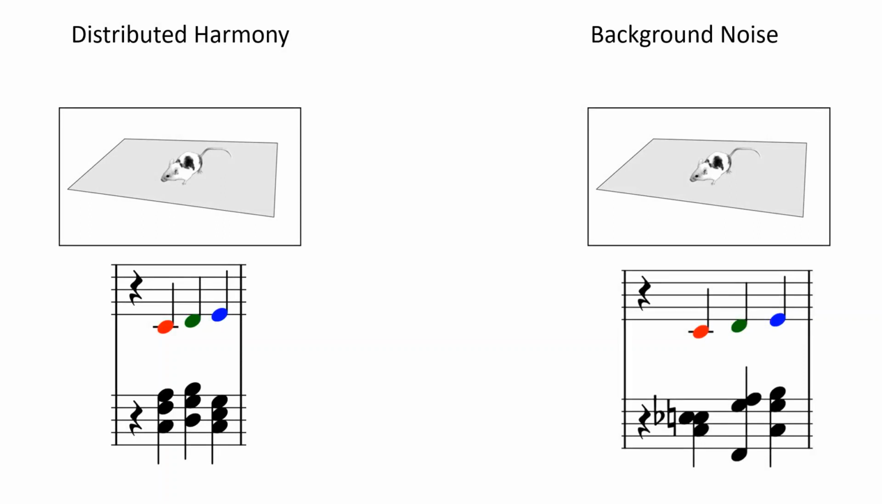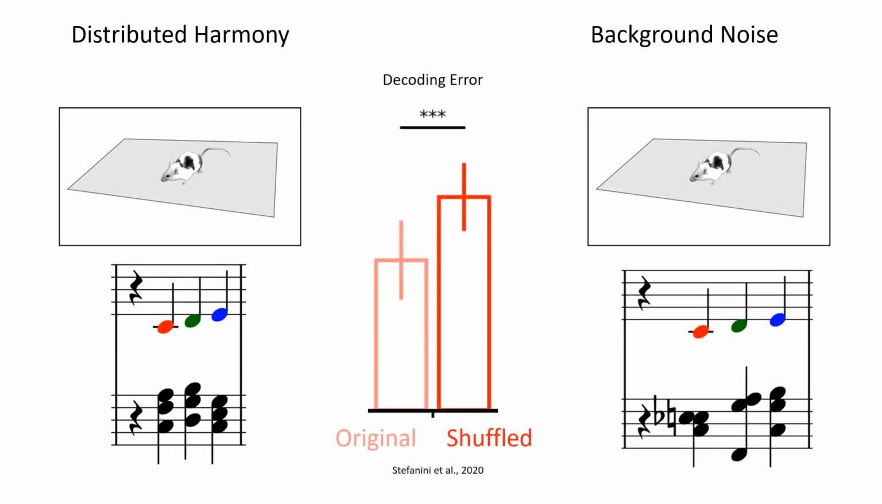In other words, our decoder was indeed sensitive to the background harmony, as shuffling it increased the number of errors that it made. This suggests that looking at the brain as an ensemble of population activities may give us a much better understanding of how the brain represents and processes information.